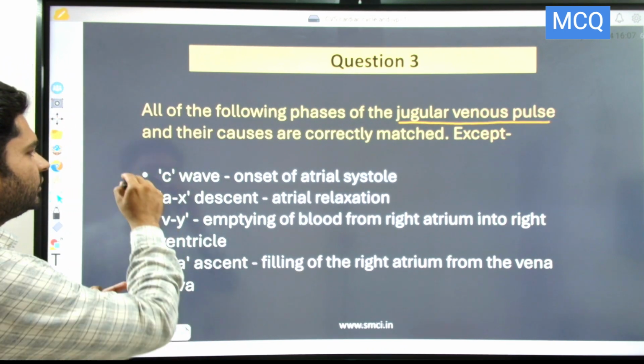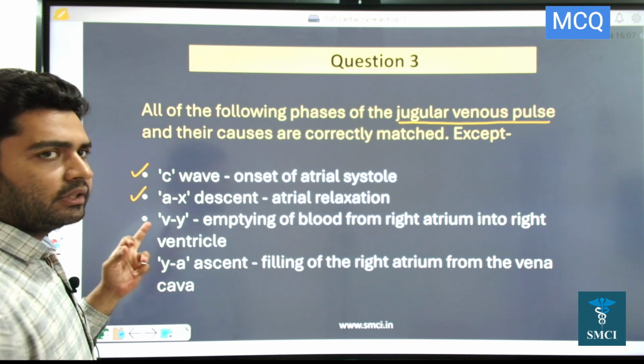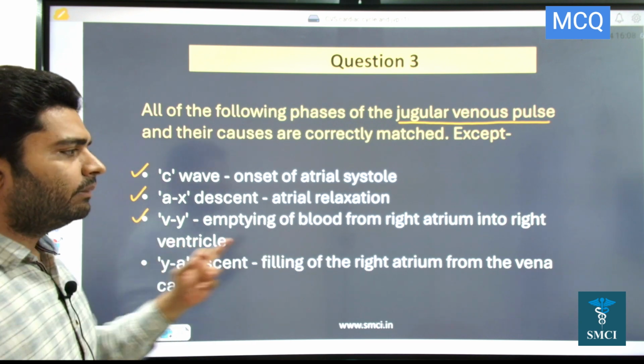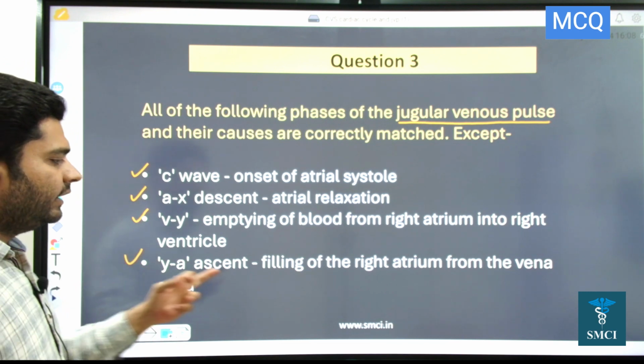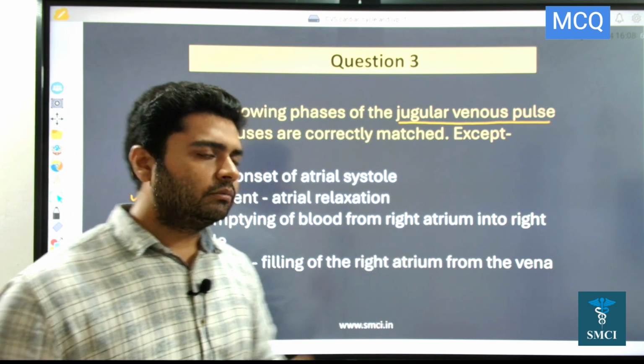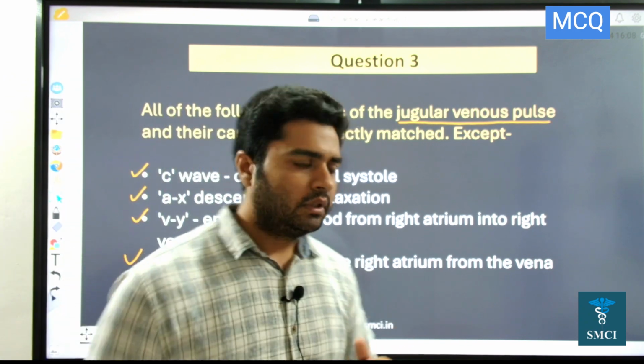In that, C wave occurs when there is an onset of atrial systole, AX descent is atrial relaxation, VY is emptying of the blood from the right atrium into the right ventricle, and YA ascent is filling of the right atrium from the vena cava. So let's find out which is wrong in this condition.